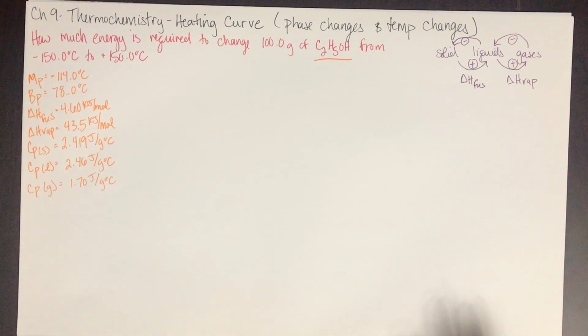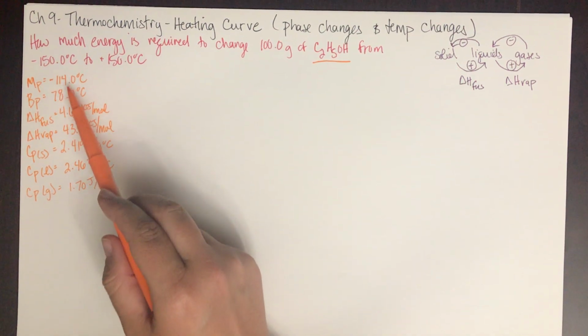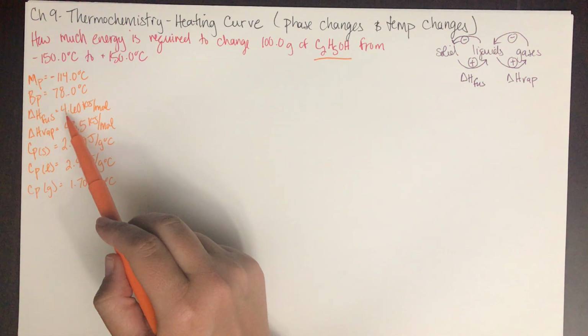Okay. So this is all important information that you need to be able to draw your heating curve. So the first thing we're going to do is draw the heating curve to see what it looks like. The shape of this heating curve is going to be generally similar for all substances, but these melting points and boiling points, we call these critical temperatures. These are where the phase changes happen.